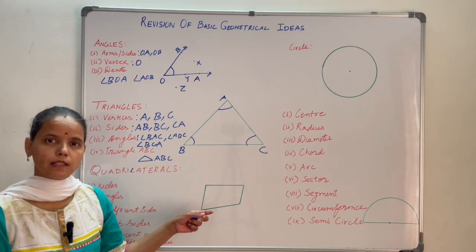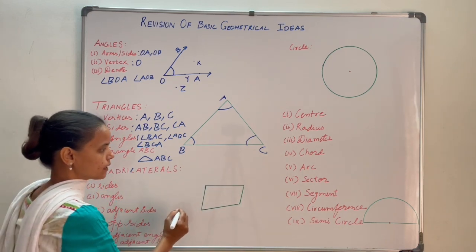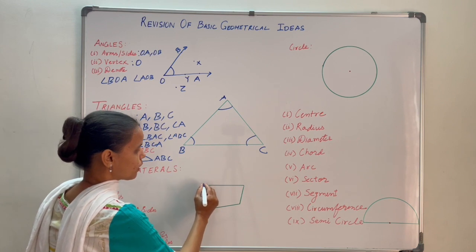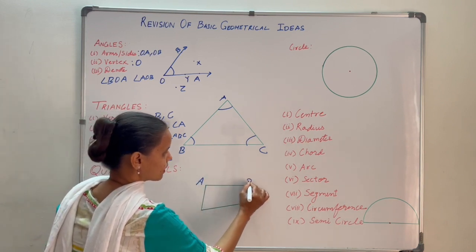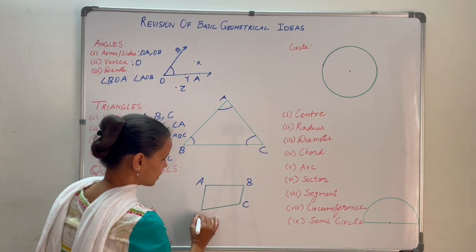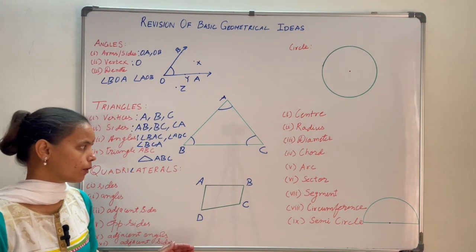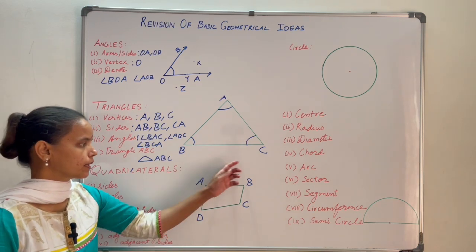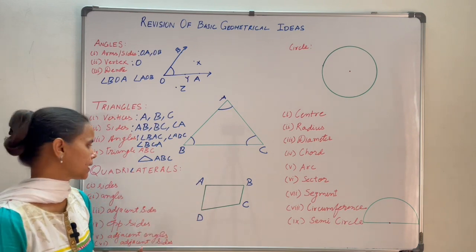Quadrilateral. A quadrilateral is a polygon which has got four sides. Let us name this quadrilateral. You have to name it in cyclic order. So this is A, B, C, D. The naming of the quadrilateral is very important. So either you can name like this or you can name like this, but it should be in cyclic order.